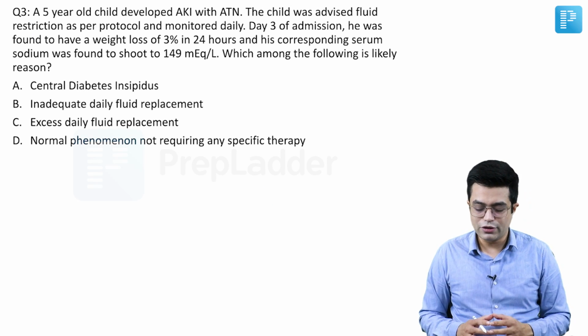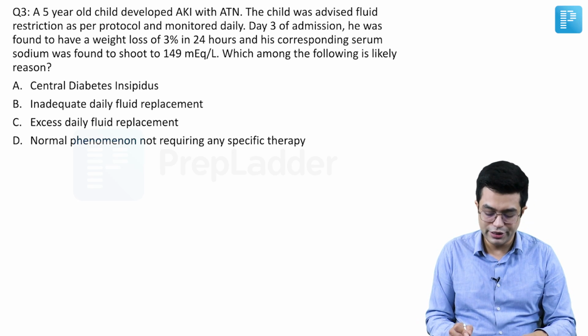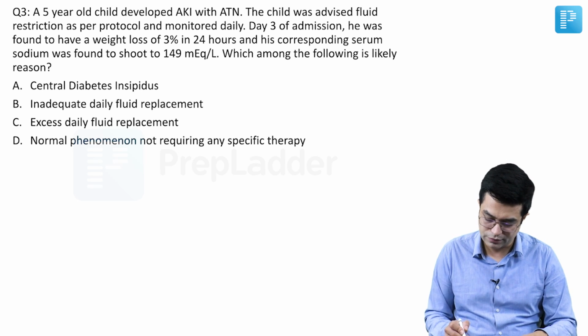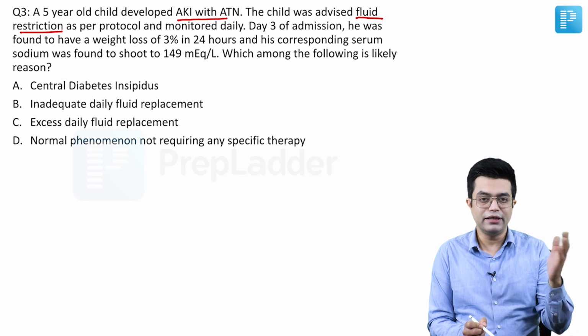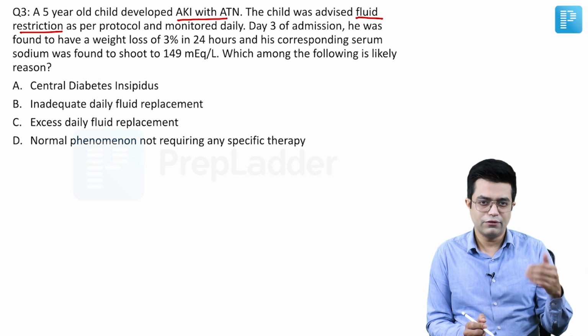Question number 3. A 5-year-old child developed AKI, that is acute kidney injury, with acute tubular necrosis. The child was advised fluid restriction. You know that whenever there is a pre-renal type of AKI, you give boluses.